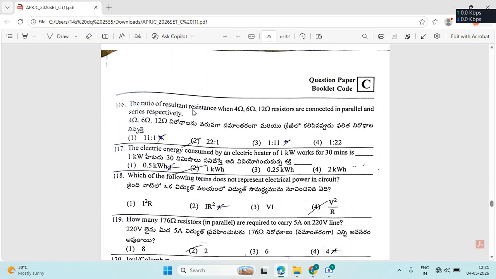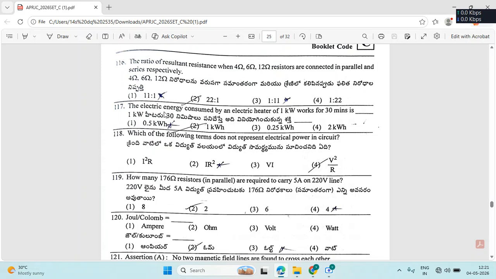The ratio of resultant resistance when 4 ohm, 6 ohm, 12 ohm resistors are connected in parallel and series respectively. Options: 11 is to 1, 22 is to 1, 1 is to 11, 1 is to 22. The correct option is 1, and the answer is 11 is to 1.